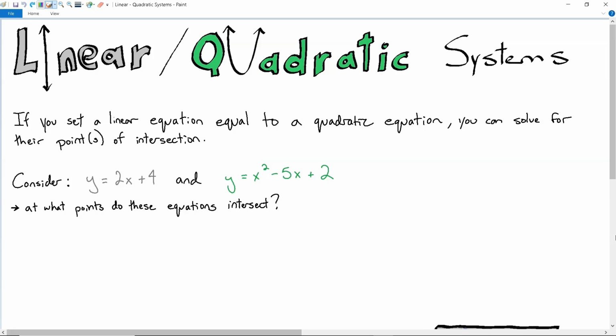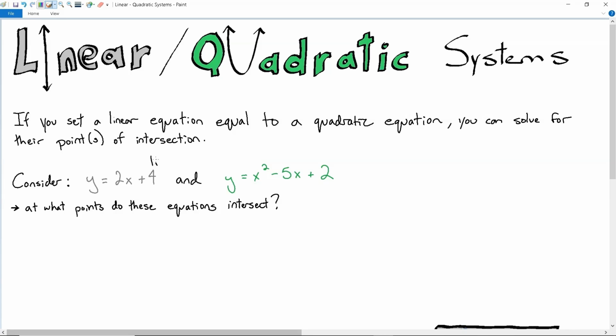It's very similar for a linear quadratic system. We have two equations and we want to figure out where they intersect each other. The only difference is the way we solve for their points of intersection, because now we're dealing with a quadratic. So if we set a linear equation equal to a quadratic equation, that's how we can solve for their points of intersection. And once we do that, if we then treat our new equation as a solvable quadratic, we can solve for the x values that will make it true. And I will use this first example to elaborate on that.